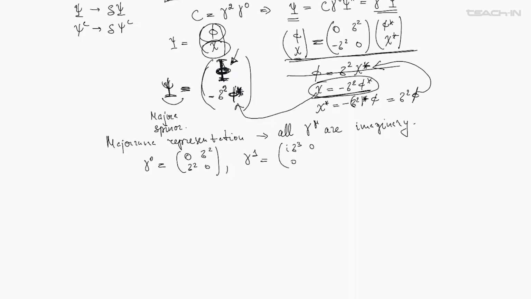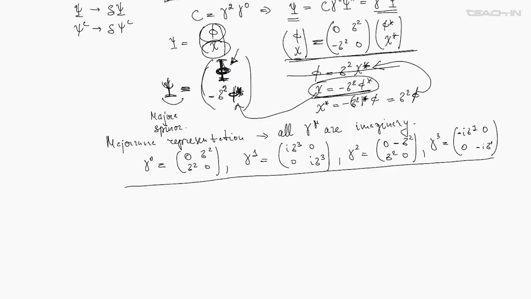Gamma 2 is equal to 0 minus sigma 2, sigma 2. Also contains only sigma 2. And finally, gamma 3 is a matrix which is minus i sigma 1, 0, 0, minus i sigma 1. Also purely imaginary. So you can check that Clifford algebra relations for these gamma matrices will be satisfied. And of course, this means, again, by Pauli theorem, that there exists a unitary matrix that transforms, say, Dirac representation into this new Majorana representation by means of conjugation with this unitary matrix U.